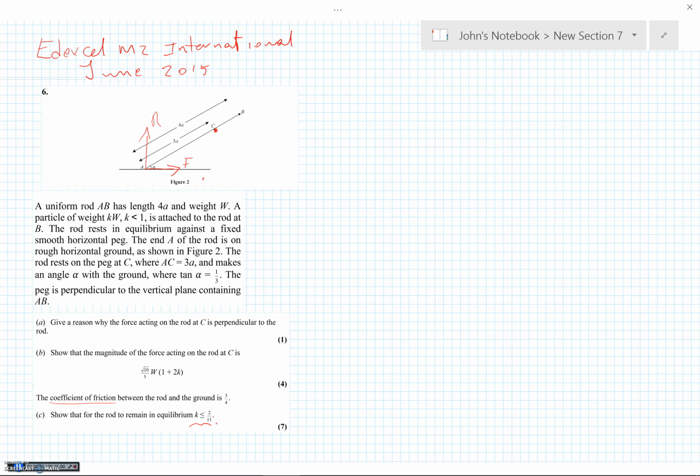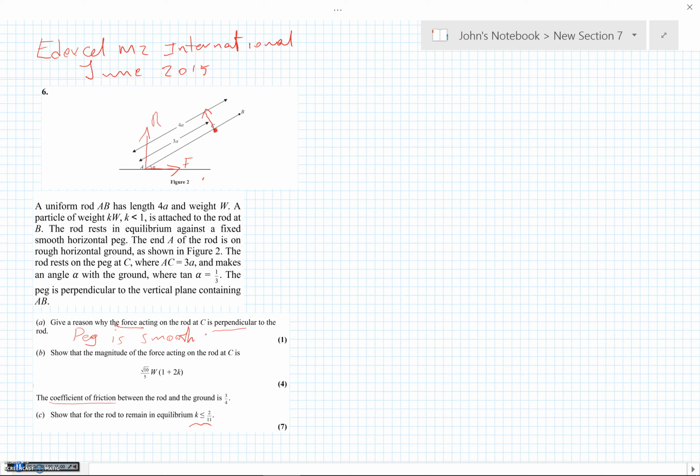Right, okay, so first question, a 1 mark question, a modelling type question, which are a little bit less frequent than they used to be, but do come up. It says, give a reason why the force acting on the rod is perpendicular. Notice it talks about the force, not the reaction force. It means the combination of the reaction and frictional components of the force. And the reason there's no friction, of course, is because the peg is smooth. So that's the answer there. That's what they're looking for.